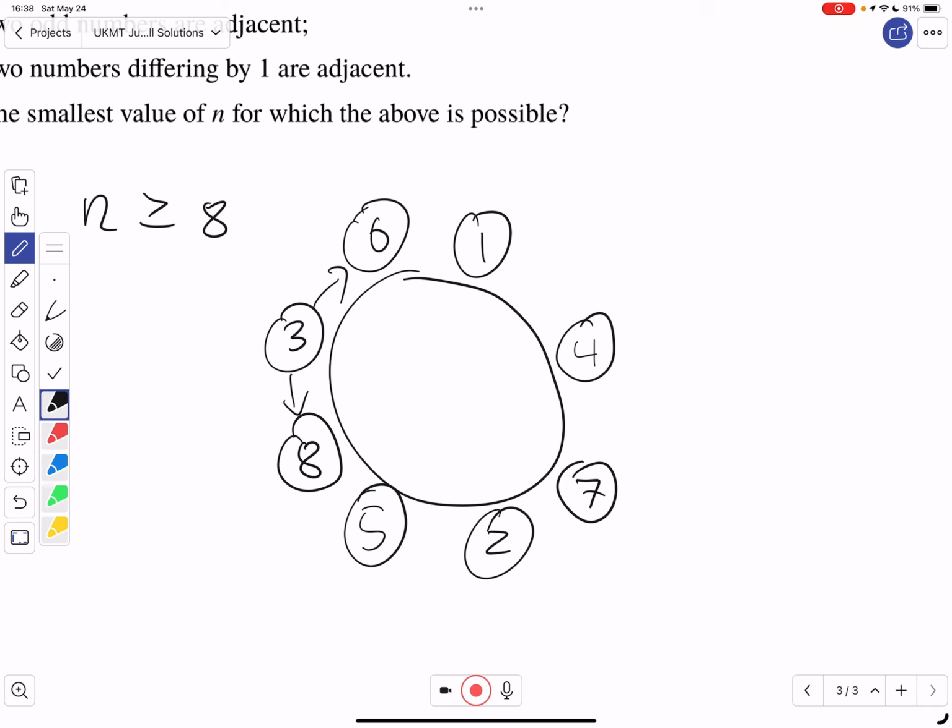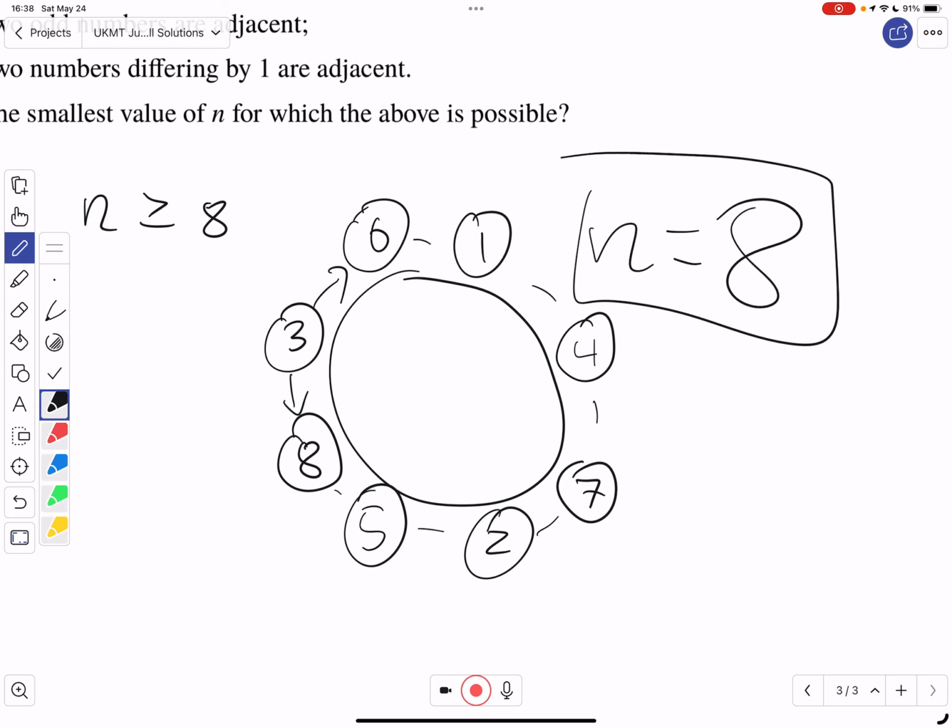And now actually we found a working pattern. We can check no numbers differ by 1 next to each other, and also no numbers of the same parity are next to each other. Therefore, the solution is n is equal to 8, the smallest possible value.